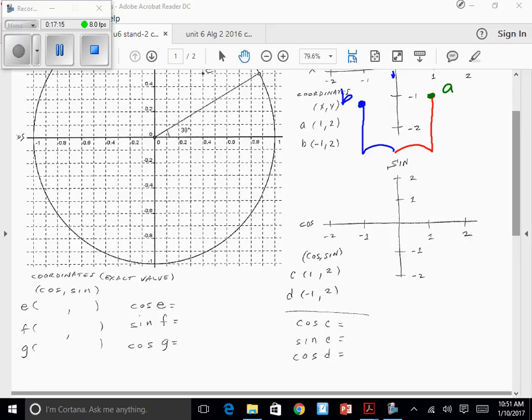Here is point C. To graph it, you have to graph the cosine and the sine. And so here they're asking you, what is the cosine? But they have to tell you which one. Do they want the cosine of C, the cosine of D, the cosine of A? So they're going to say, what is the cosine of C? See if you can put down the number that you think is the correct answer to that.